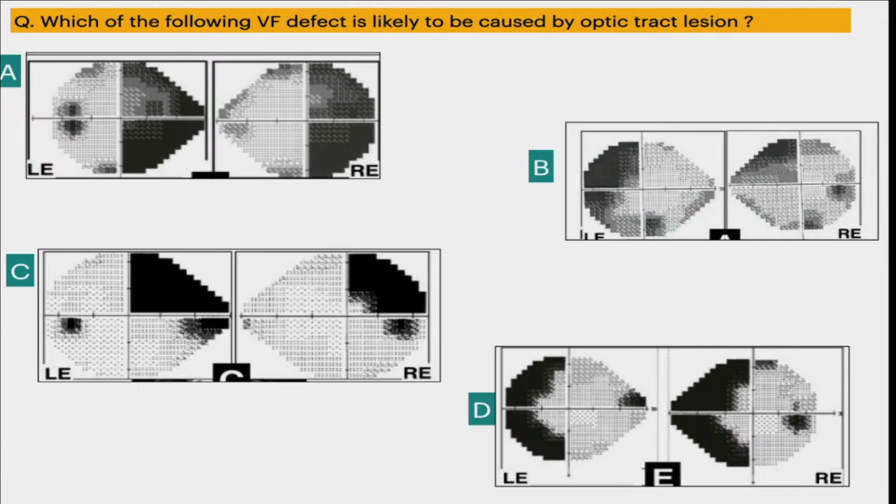Which of the following field defects is caused by an optic tract lesion? Just see the four options. So you have some kind of hemianopias.